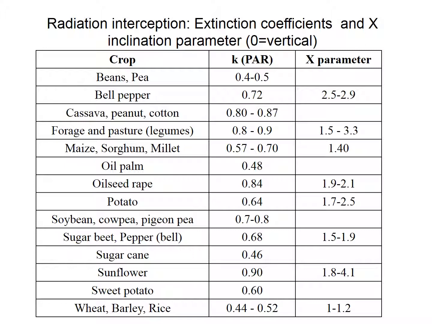Extreme values would be for sunflower, 0.9, which has rather horizontal leaves. Legumes, 0.809, also have high values, while for cereals we have values close to 0.405. For summer cereals like maize, sorghum or millet, we have 0.607, etc.